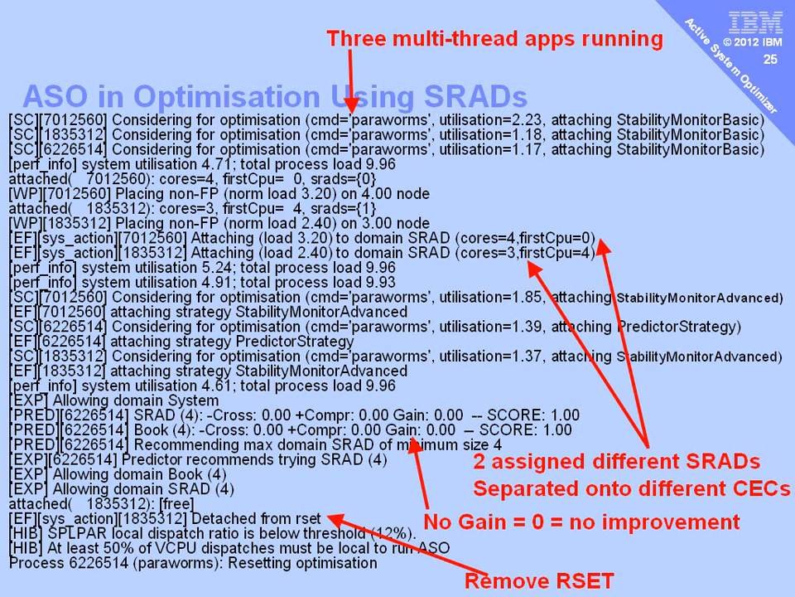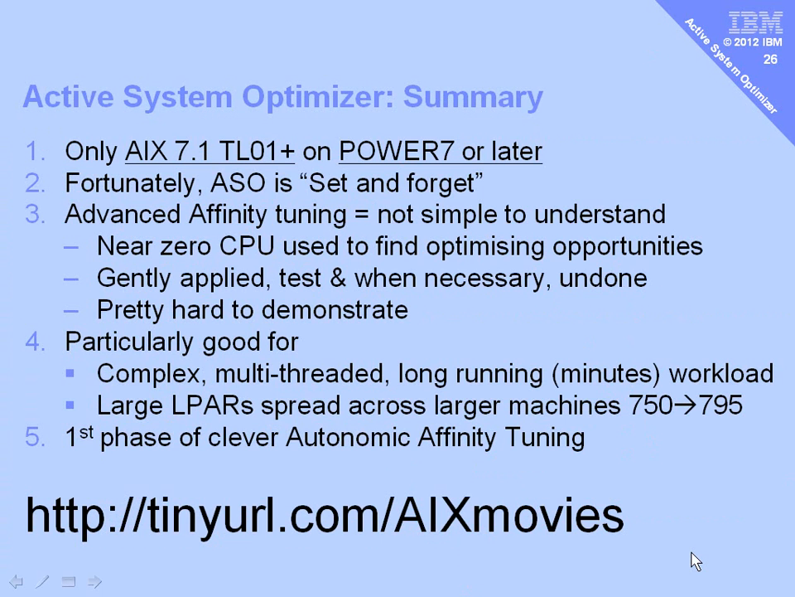Then further down, three quarters of the way down, it's trying to look at the 3rd paraworm, the one that has a PID number of 6226514, and it's trying a different strategy for that. It then turns out that it has a gain of 0, so it didn't actually make any difference, and it removes at the bottom the RSet for that particular one. So we can see it coming in and going, trying out various strategies for the different programs and deciding whether it works or not. But we'll stop looking at the logs there. Of course it goes on forever, tuning and trying different options.